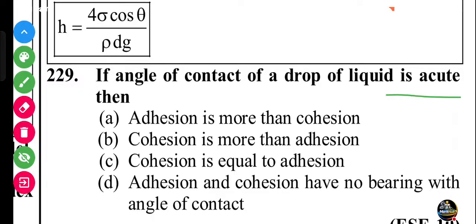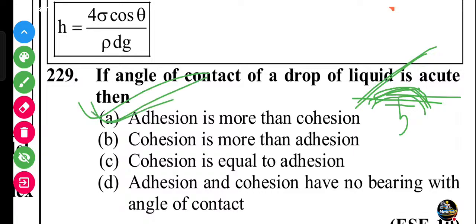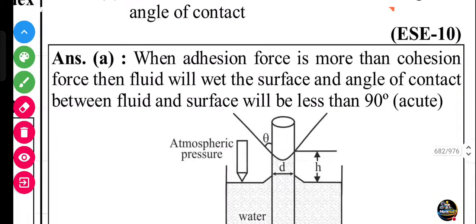Okay. An acute angle is produced for a wetting liquid. For this reason, adhesion is more than cohesion. The adhesion force between the surface and the liquid makes the liquid stick, so adhesion is more than cohesion. Option A is right. Let's check the answer. Yes, the option is right.